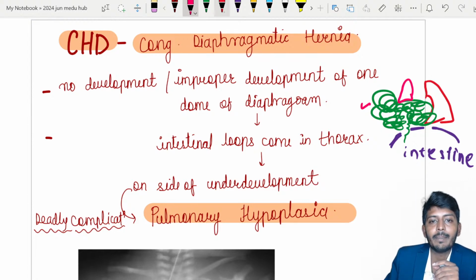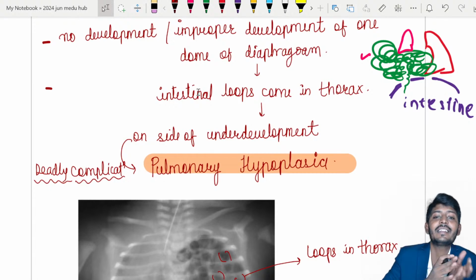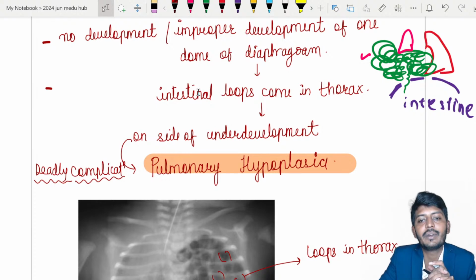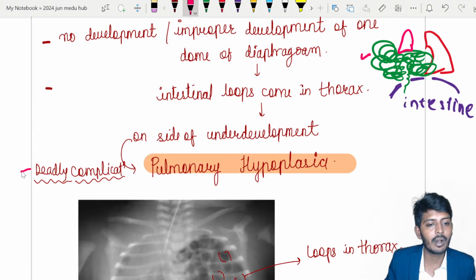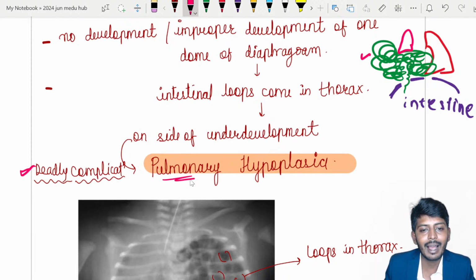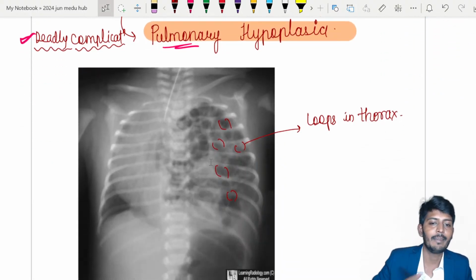So there is improper development of one dome of the diaphragm, and all the intestinal loops come into the thorax. Whichever side the intestinal loops have come, they will compress your lung, leading to pulmonary hypoplasia. That is the most dangerous complication, which is a previously asked question. The dangerous complication caused by congenital diaphragmatic hernia is pulmonary, meaning lung, hypoplasia. So radiologically the image would look like this.